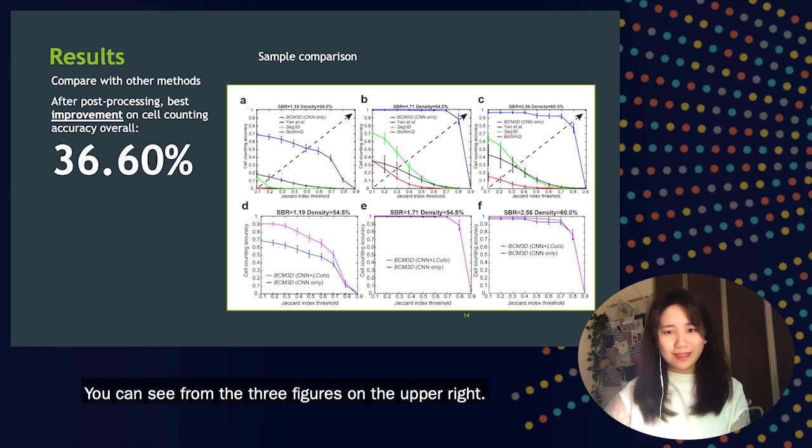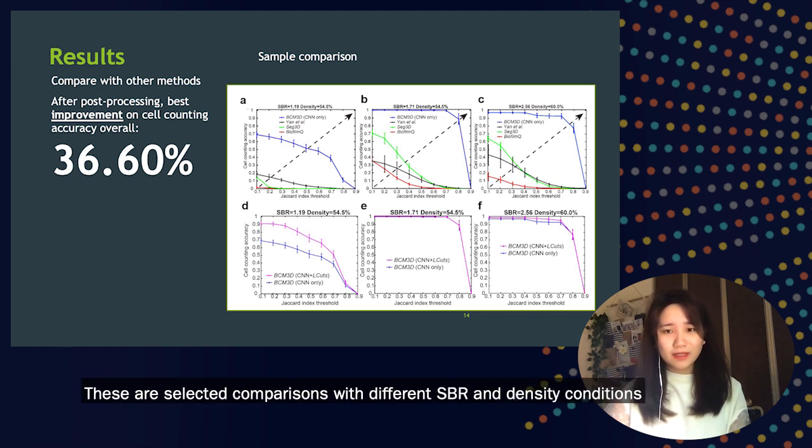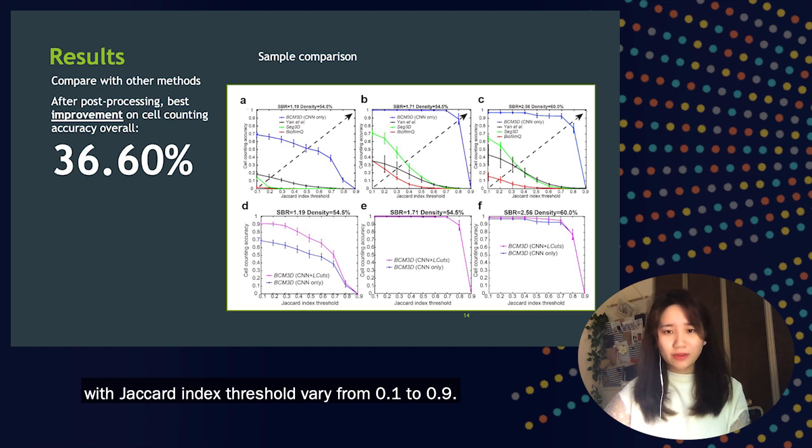You can see from the 3 figures on the upper right. These are selected comparisons with different SBR and density conditions, with Jaccard index threshold varying from 0.1 to 0.9. The lower 3 figures show the comparison of after post-processing using LCuts with before post-processing under the same SBR and density conditions. After post-processing, improvements of up to 36% are observed over the 1,000 datasets.